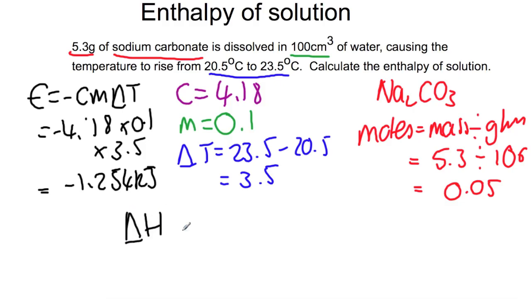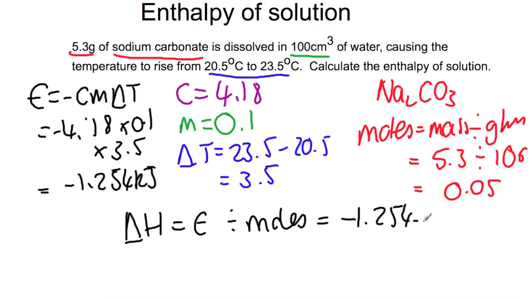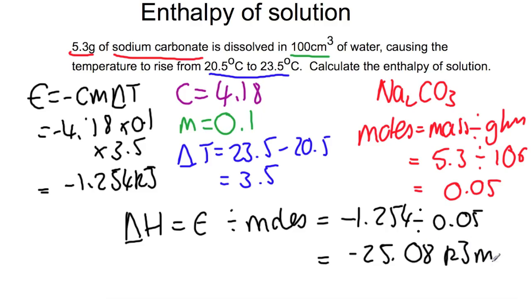Delta H for your solution is just energy divided by the moles dissolved. So we have minus 1.254 divided by 0.05 to give you an enthalpy of solution of negative 25.08 kilojoules per mole. So when you dissolve sodium carbonate into water, it is an exothermic process, so heat will be released.